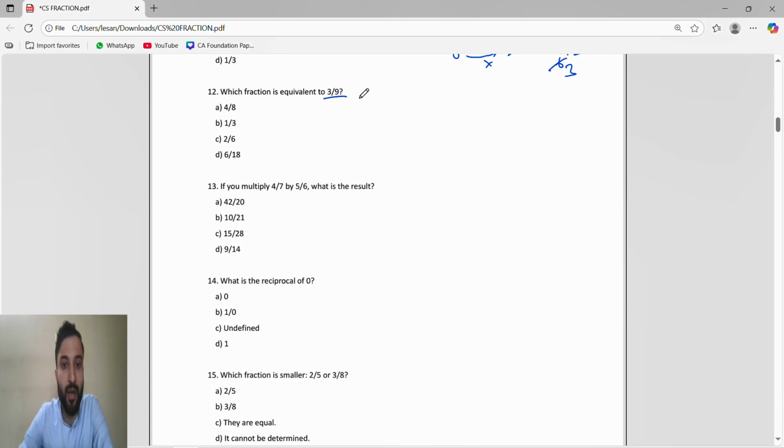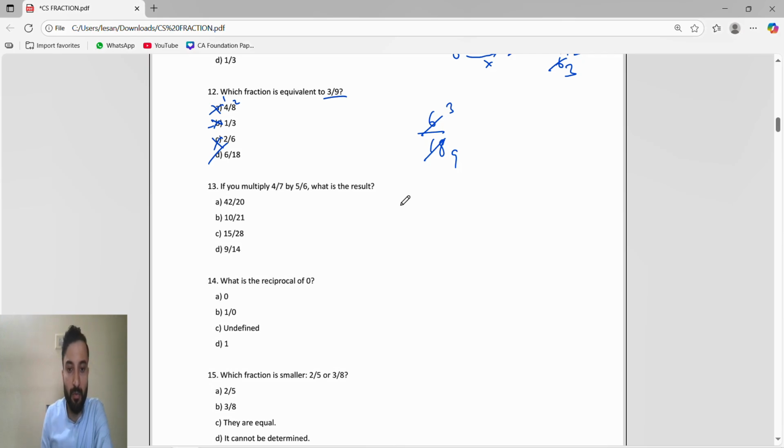Which fraction is equivalent to 3 by 9? Again, equivalent to 3 by 9 means we will have to cancel all this, means we have to simplify all these fractions and check in which we are getting 3 by 9. So 1 by 3 is not possible, we cannot simplify. 2 by 6 means again 1 by 3, not possible. 4 by 8 means 1 by 2, not possible. So this is a 6 by 18, means what? 6 by 18 means it will get cancelled by 2. 3 to the 6, 9 to the 18.